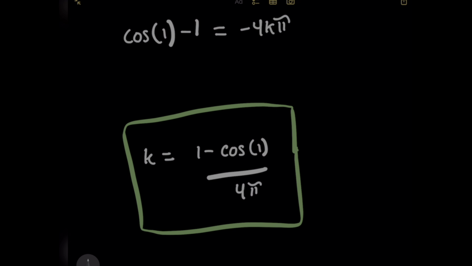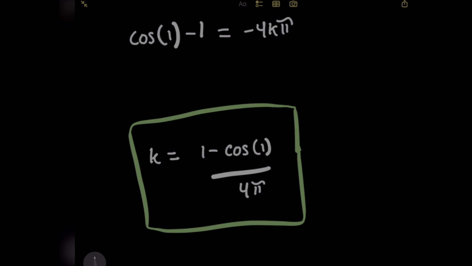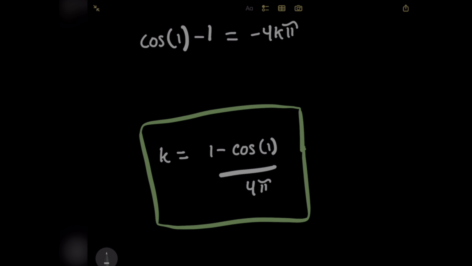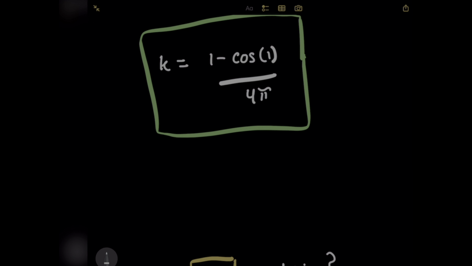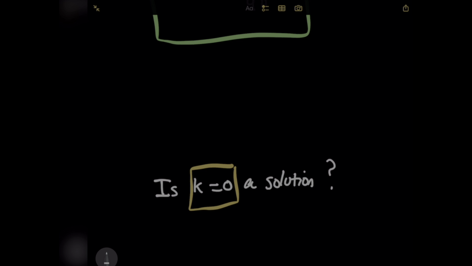And the question for you now, and you tell me in the comments below, is remember I mentioned above the possibility of dividing by 0 if k were to be a value of 0. You tell me, can k be 0 as a possible solution for this problem? Why or why not?